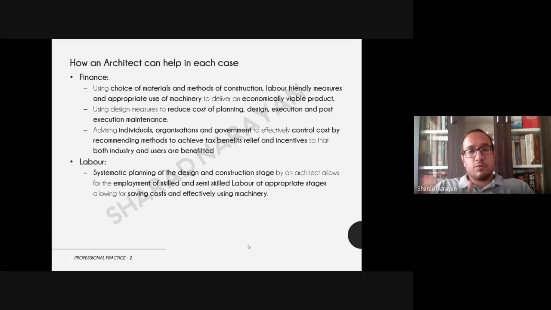So this allows us saving costs, effectively using whatever machinery, because a lot of this machinery has to be rented. So renting generally involves a per day rental cost. So efficient planning allows us to appropriately rent machinery, use it, and return it. This again saves us a lot of costs.